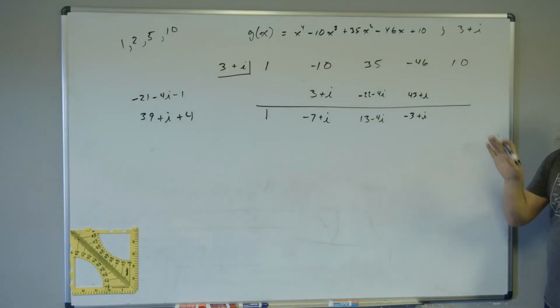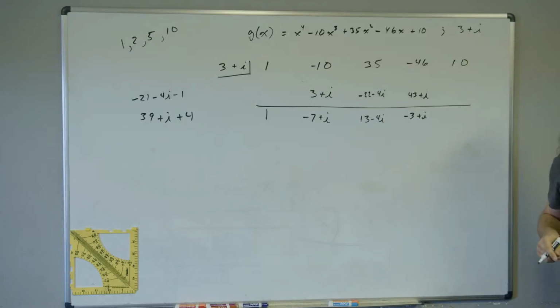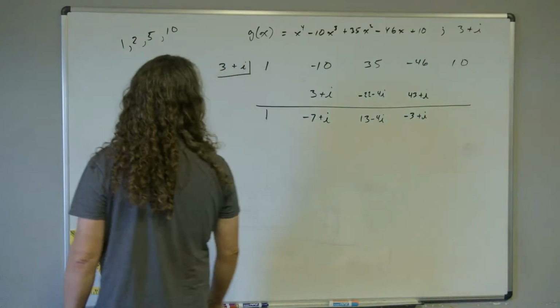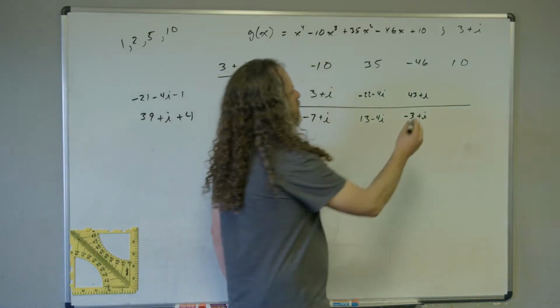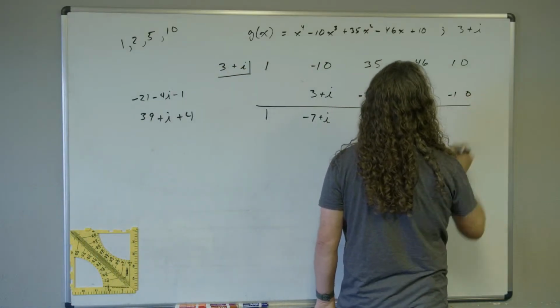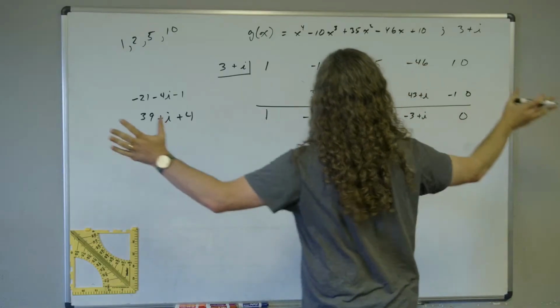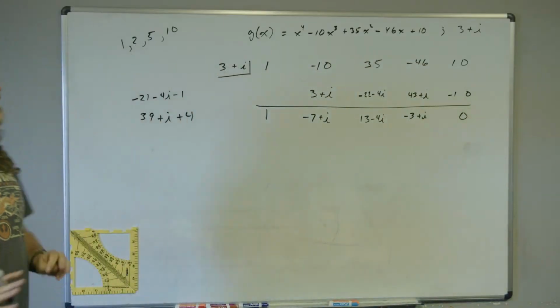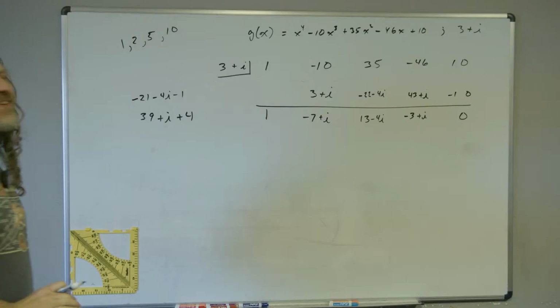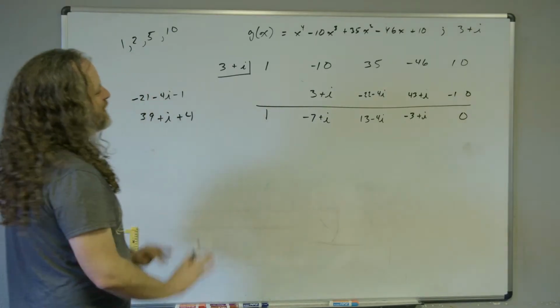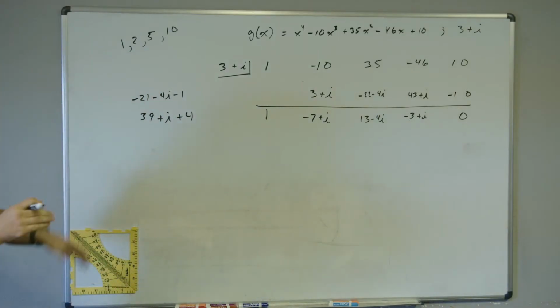Negative 9, negative 3 plus i. Negative 9 minus 1, negative 10. Negative 9 plus 1 is negative 10. Wow, and it's working. Surprise! Actually, the surprise is that we didn't make any mistakes. We knew it was supposed to work, but the surprise is it really totally did work.